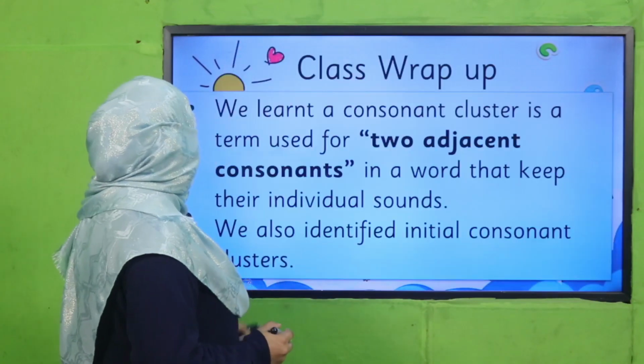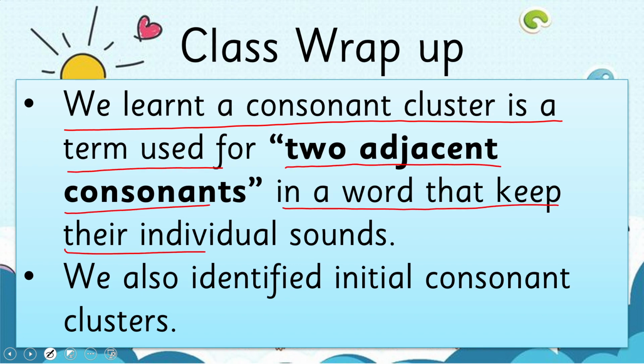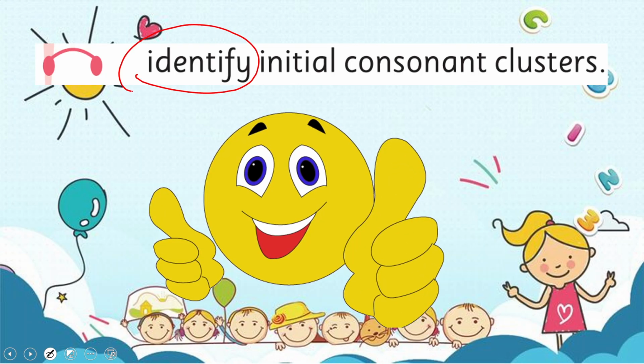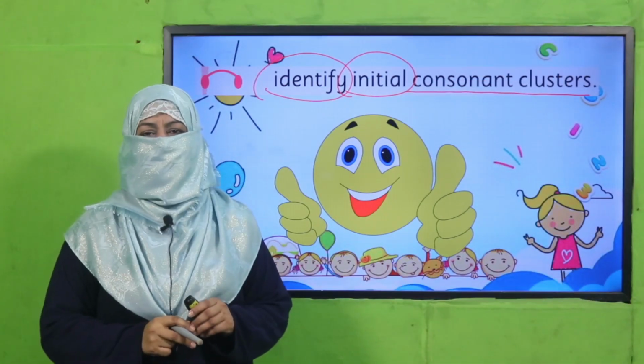So in this way, we learned a consonant cluster is a term used for 2 adjacent consonants in a word that keep their individual sounds. We also identified initial consonant clusters, and we achieved the SLO to identify initial consonant clusters. Are we done with it? Yes, so that's it for today.